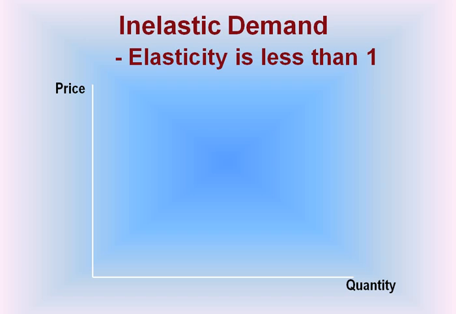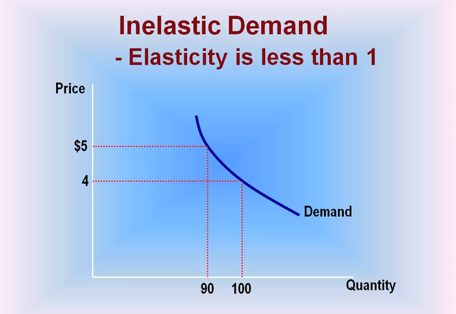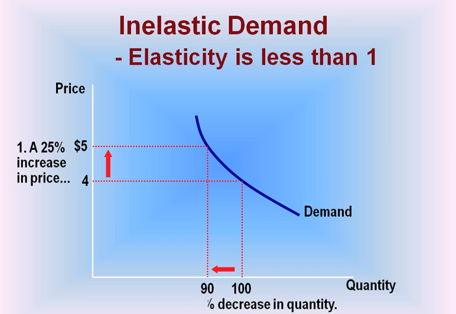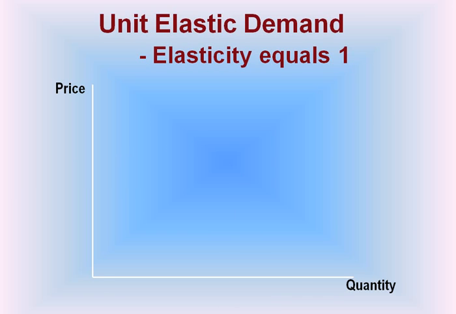Inelastic demand, less than 1. When elasticity is less than 1, we have a steeper demand curve. We are going from 4 to 5 in price, and from 100 to 90 in quantity. There is more percentage change in price, but less percentage change in demand. As we show, price increases by 25%, but quantity demanded decreases only by 10%.